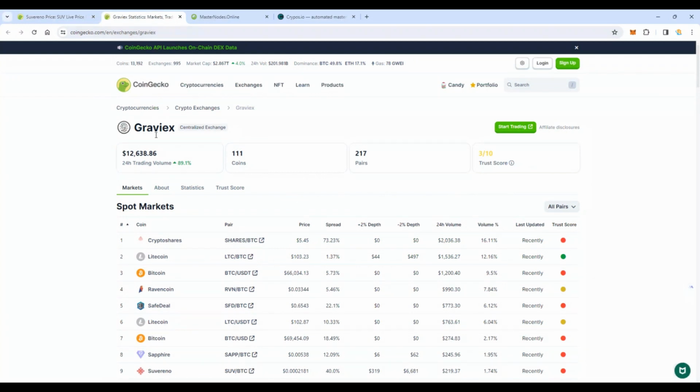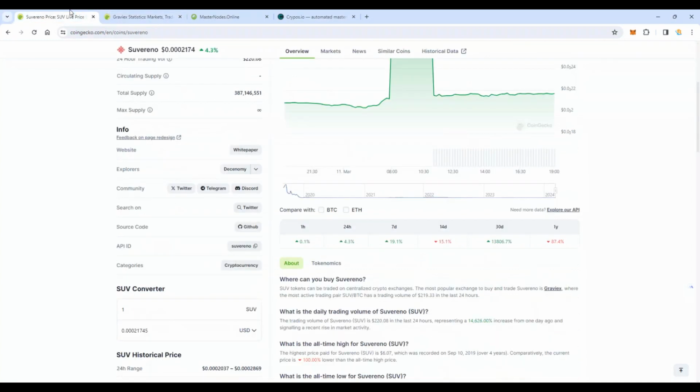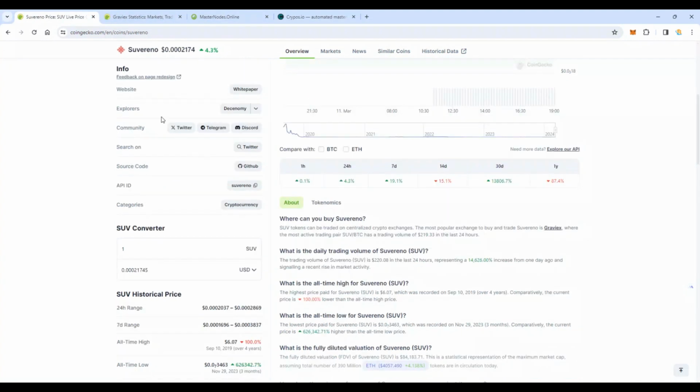So we have GravyX here, and you can see the entire exchange has $12,000, a centralized exchange with 111 coins, 217 pairs. You can see the trust score is 3 out of 10. And the trading volume in the last 24 hours is actually 12,000, which is an increment of 89%. Now I'm trying to imagine before this happened, the 89.1%, how much was actually being traded. Now you see the problem with masternodes, guys. I don't know whether you're following.